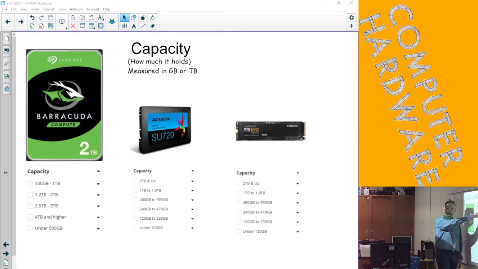And a gig, again, is how many bytes? A billion. A billion, and a terabyte is a trillion. Okay, so it's big. It's big.